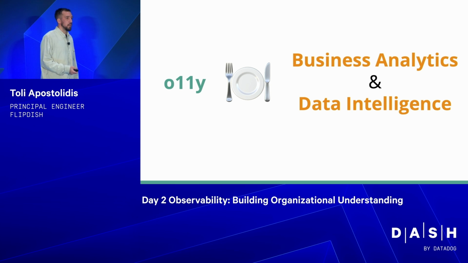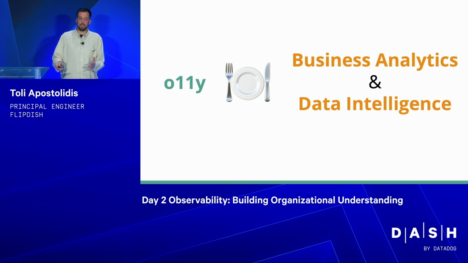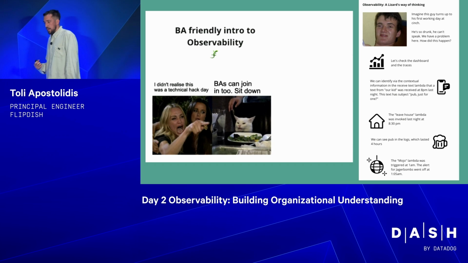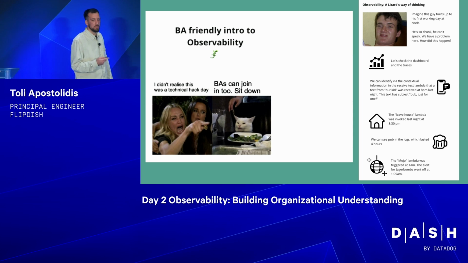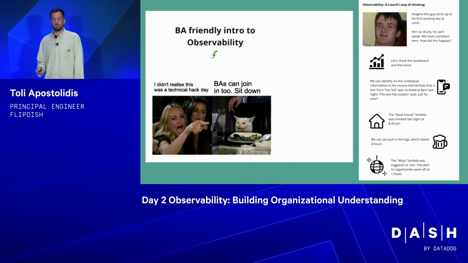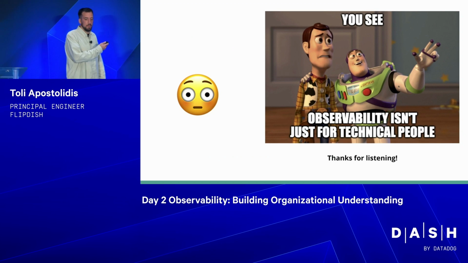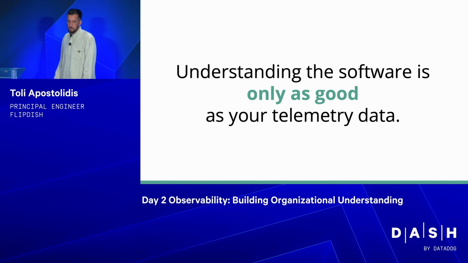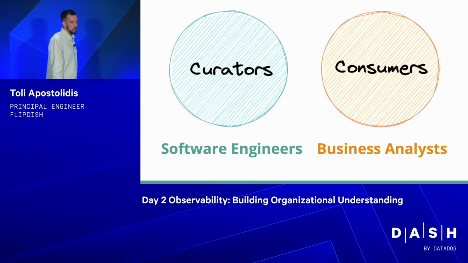One thing that I started noticing, and speaking to Ara about this earlier, was observability is starting to eat through the worlds of business analytics and data intelligence, or at least it's blurring the lines. When I was building this talk, I came across this workshop that was built by BAs for BAs to learn about observability, which is surprising to me. I didn't expect them to be interested in observability. And actually, it finished like this: observability is not just for technical people, because understanding of the software is only as good as your telemetry data. That's the thing you'll find out quite quickly.